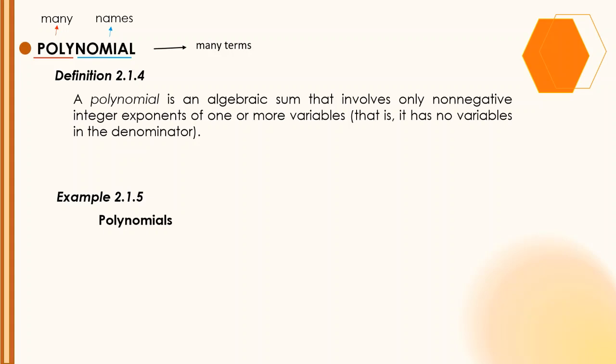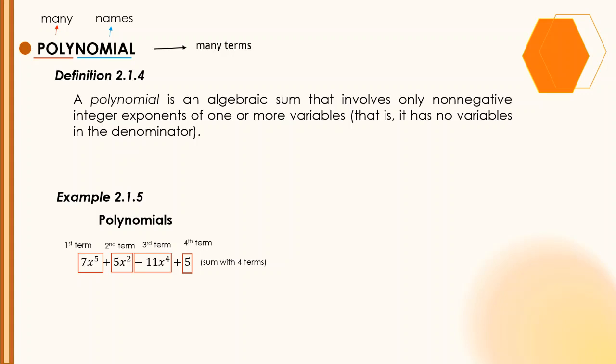Example number 1 is 7x to the power of 5 plus 5x squared minus 11x to the power of 4 plus 5. So this is an example of sum with 4 terms. The first term is 7x to the power of 5. The second term is 5x squared. The third term is negative 11x to the power of 4. And the fourth term is 5. So we have 4 terms.